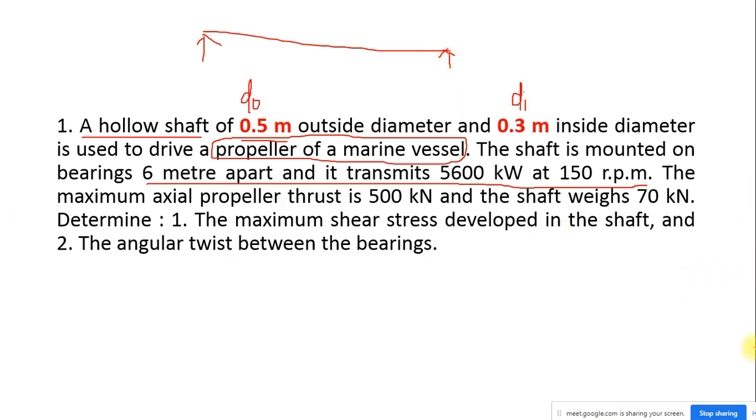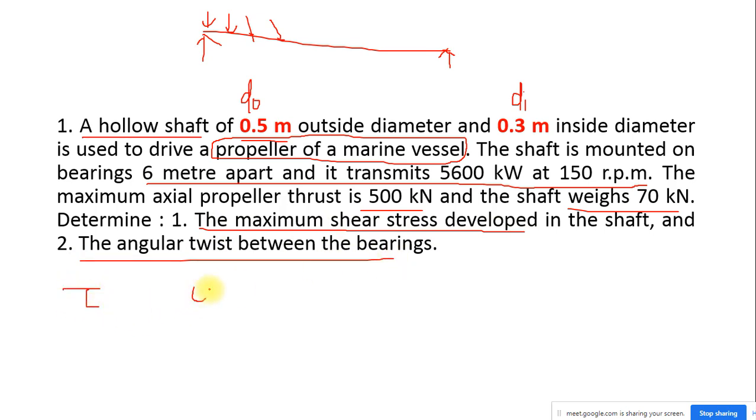But you can see here the maximum axial propeller thrust is given; thrust is nothing but a force. The shaft weight is 70 kilonewton, and it is uniformly distributed. Wherever you check, it is uniformly distributed, and the weight of the shaft is 70 kilonewton. We are asked to find the shear stress of the shaft and the angular twist, which is nothing but tau and theta.